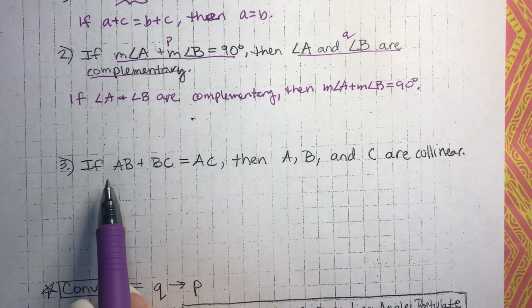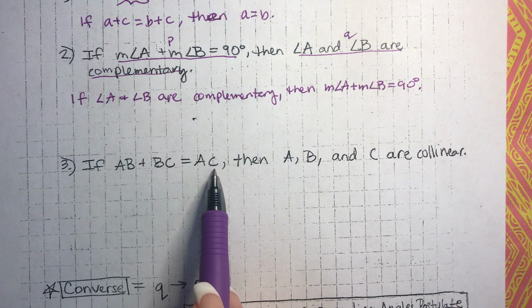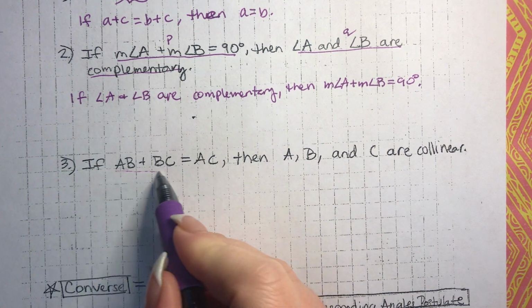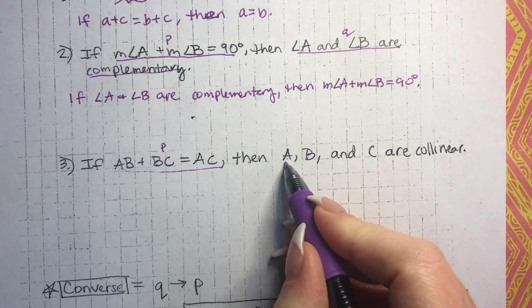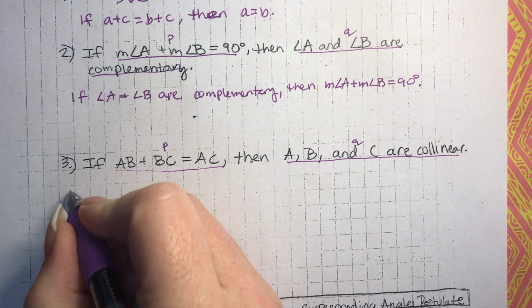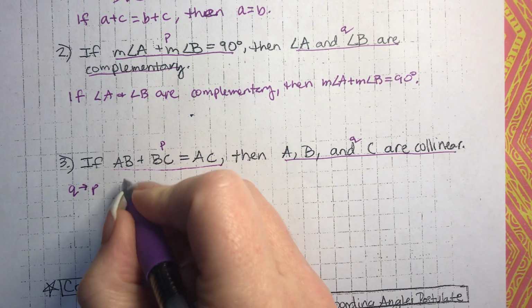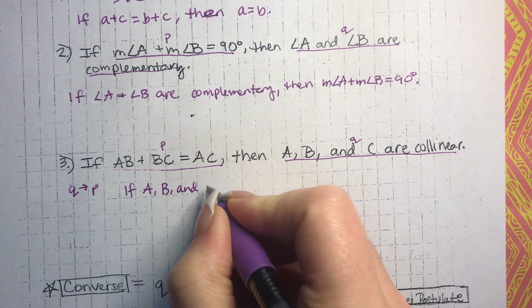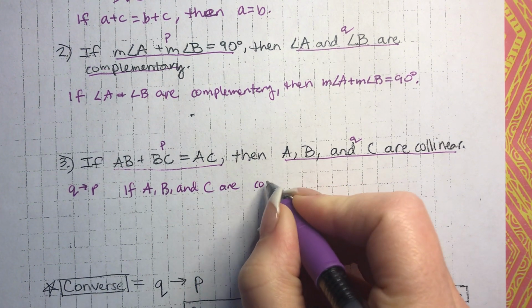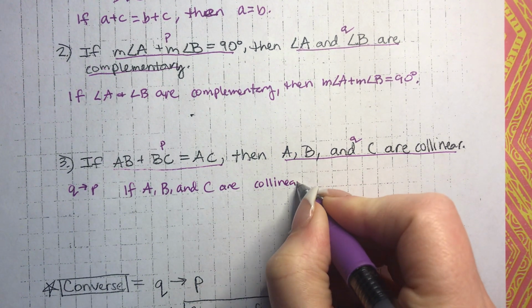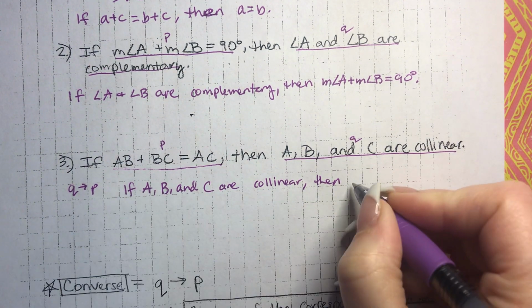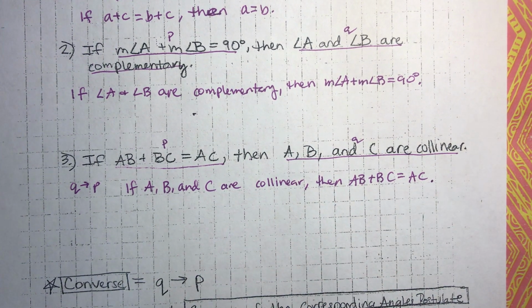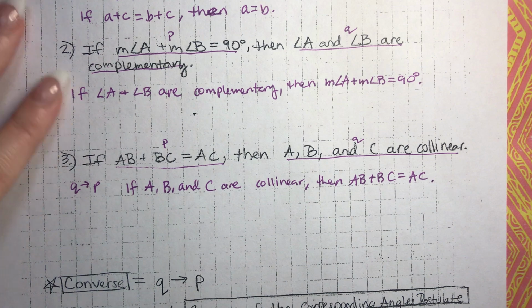On to the last, if AB plus BC equals AC, then A, B, and C are collinear. So after the word if, that's always our hypothesis, and after the word then is our Q, and then we have to do the converse, which is Q to P. So we're just going to write it. So if A, B, and C are collinear, then AB plus BC equals AC. So if you got all 3 right, awesome job.